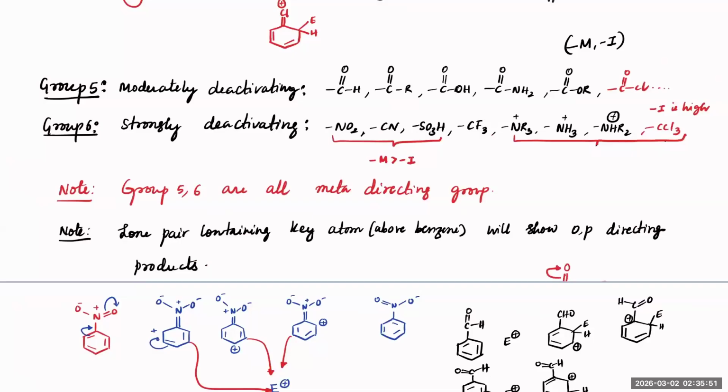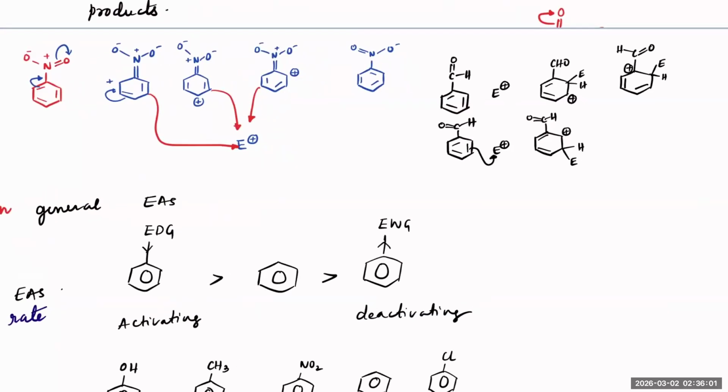So what did we note here? Group 5 and 6 are always meta directing. They will only allow meta positions to occupy. Earlier I told you how the nitro group has positive charge at ortho and para position. That's why they will favor the meta position for the electrophile to attack. And same goes with aldehyde also. It will always favor the meta position. Got it?